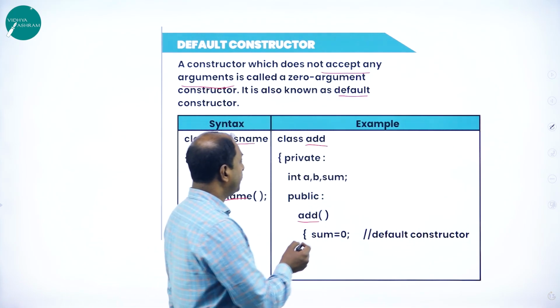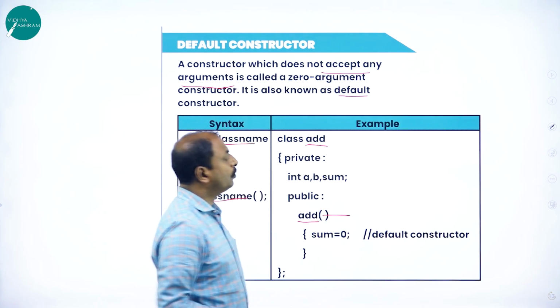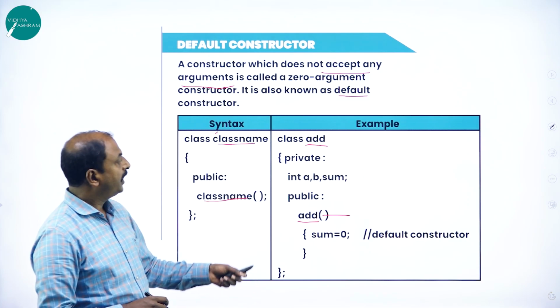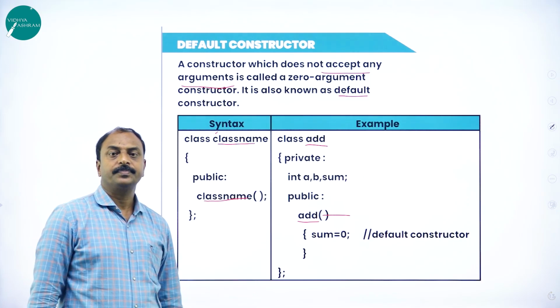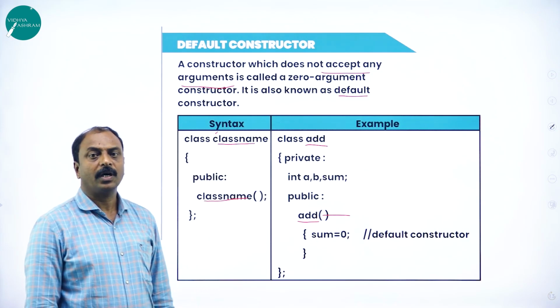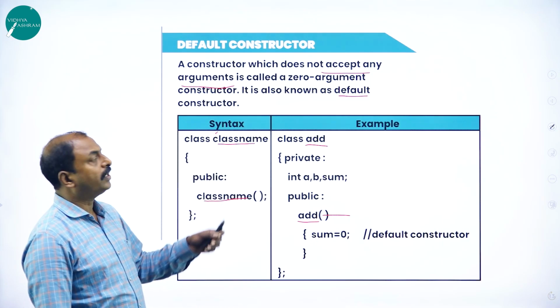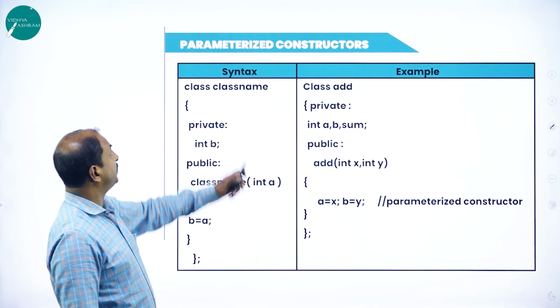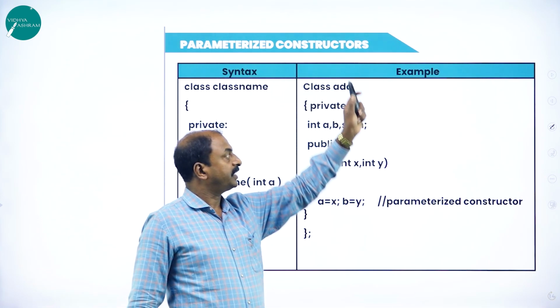If you observe this, there are no parameters inside, that means zero parameters. So this is called a default constructor, a constructor where we are not using any parameters or arguments. That is the default constructor. Now let us see another type of constructor, the parameterized constructor.